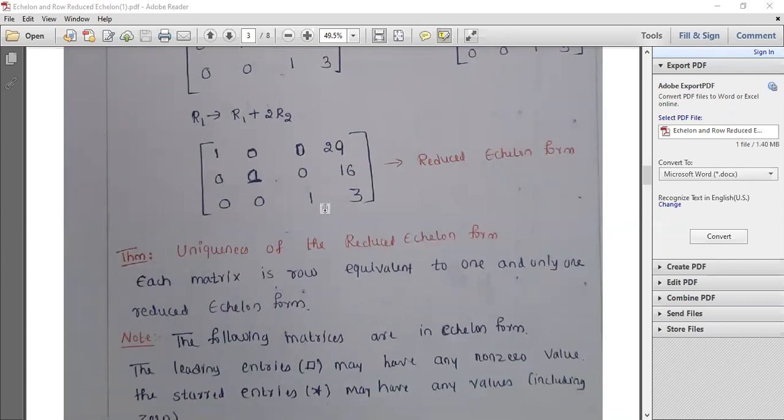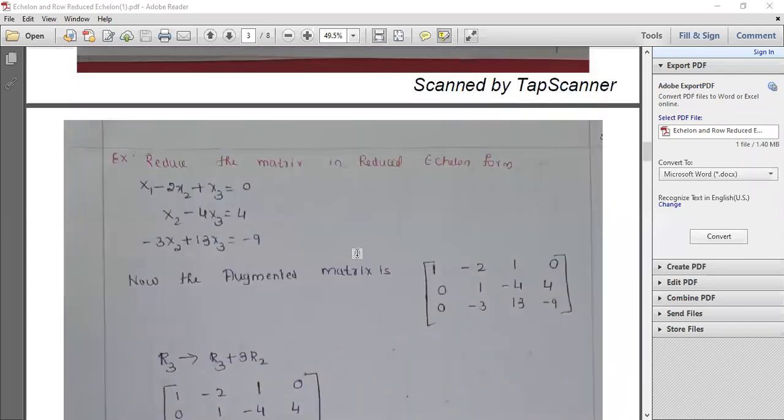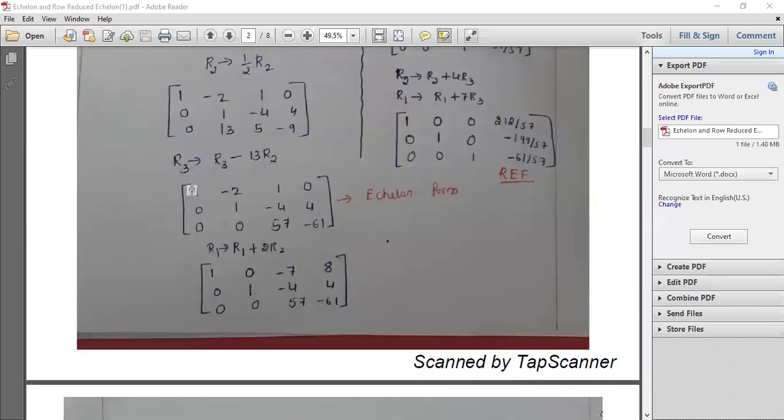This is the reduced one, wherein leading entries are equal to 1 and the above and below elements are 0. Here, the below elements are 0. Whereas in just echelon form, you can see that only the below elements are 0 and the leading entry may be 1, may not be 1. It doesn't matter, it may be any number. So remember this one, and the remaining things you will understand.